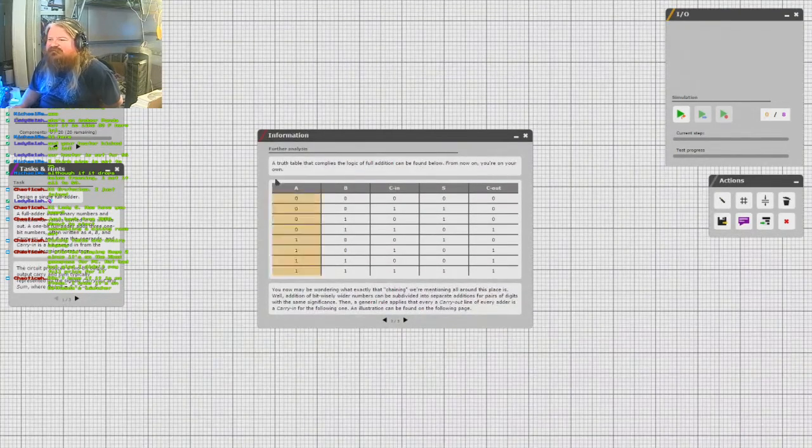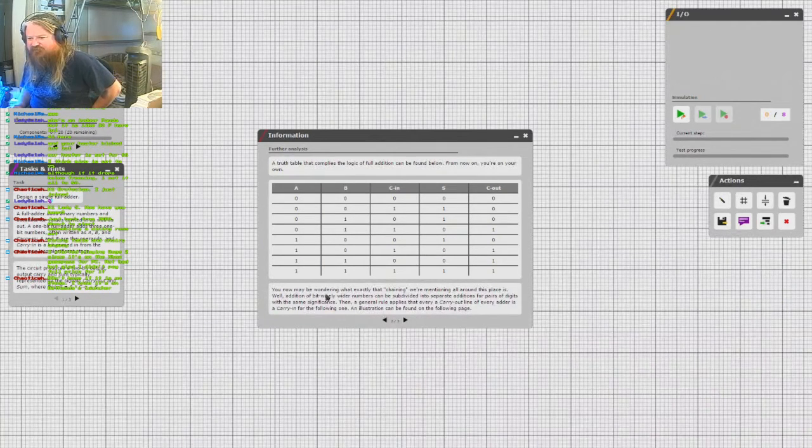Oh, I guess they do it here. The truth table that compiles the logic to full addition can be found below. Okay, yeah. I guess we should have... From now on, you're on your own.